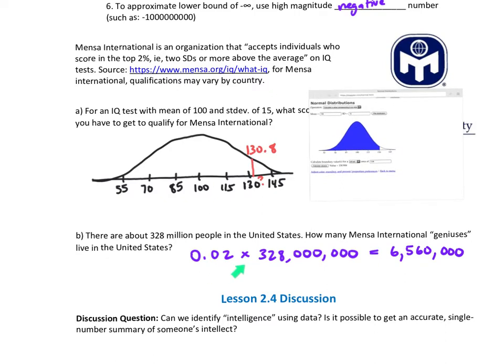The other question, he's saying if there's 328 million people in the U.S., how many are geniuses? We're thinking about people who are in the top 2%. And so if you do this calculation, we get about 6.5 million. I want to skip over the discussion because I know you guys are going to submit it in the survey. And plus, if you're watching this video, I'm not there with you to discuss it, so I like to have input from you guys. So we're going to skip the discussion part and go on to the activity.